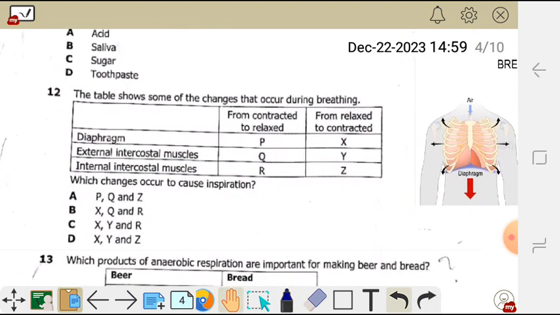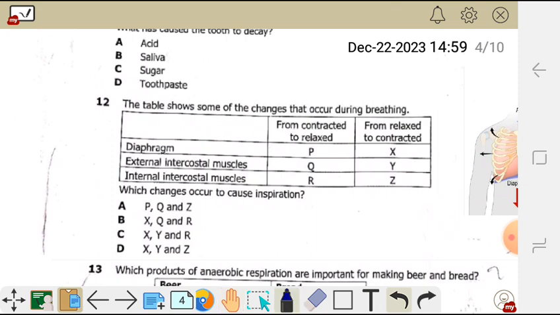Question 12. The table shows some of the changes that occur during breathing. So this table is just showing some of the changes that occur during breathing. We have the diaphragm. In diaphragm, from contracted to relaxed is represented by P. From relaxed to contracted represented by X. Then we have the external intercostal muscles. From contracted to relaxed is represented by Q, and from relaxed to contracted represented by Y. Internal intercostal muscles from contracted to relaxed represented by R, then from relaxed to contracted is represented by Z.